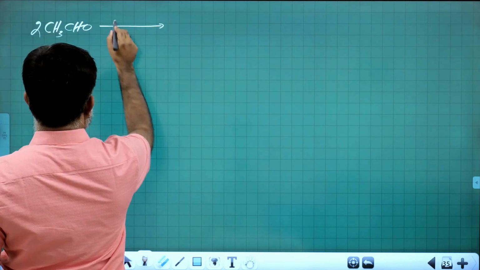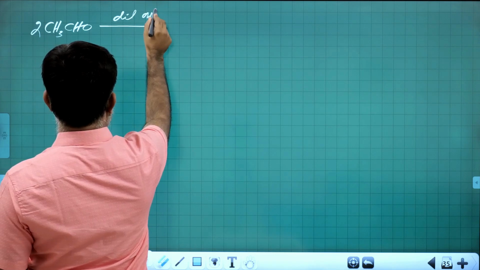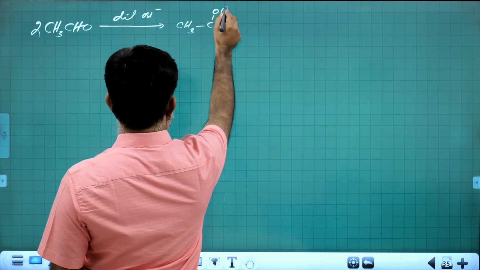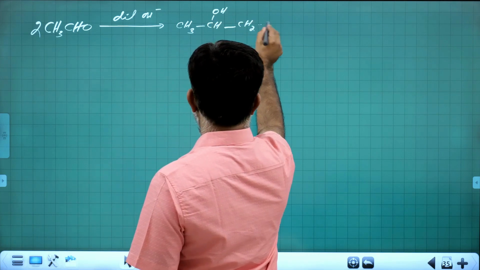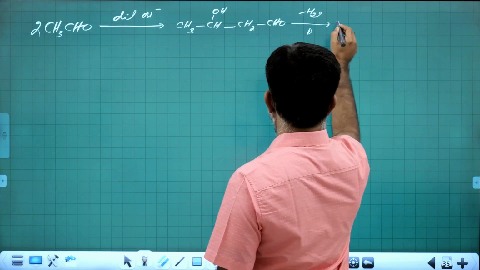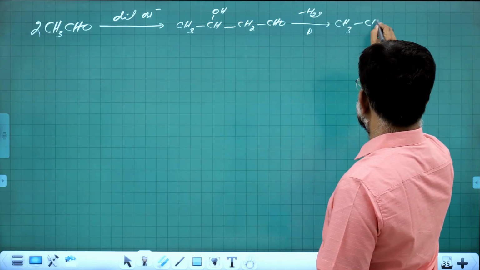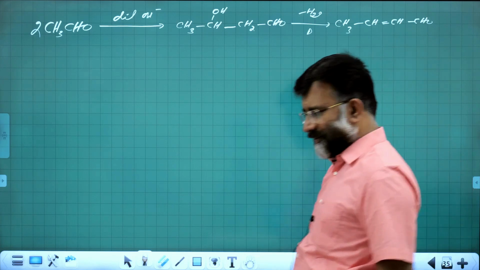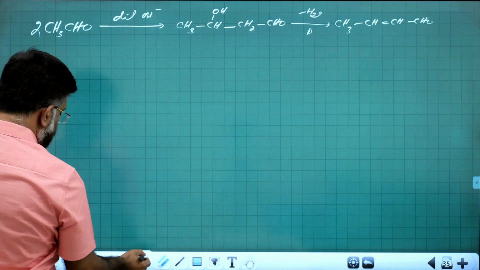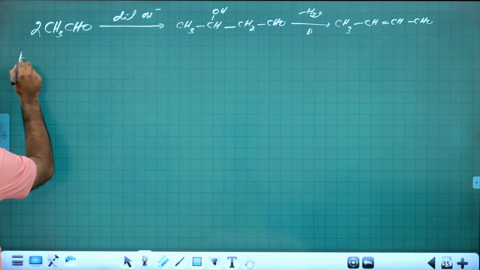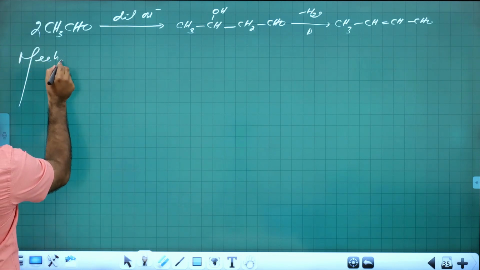2CH3CHO with a dilute alkali, you get CH3CHOH CH2CHO. Upon heating, water is eliminated. You get CH3CH double bond CHO. This is the reaction. Let's see the story behind it. How is this reaction happening? The mechanism involved in the reaction.